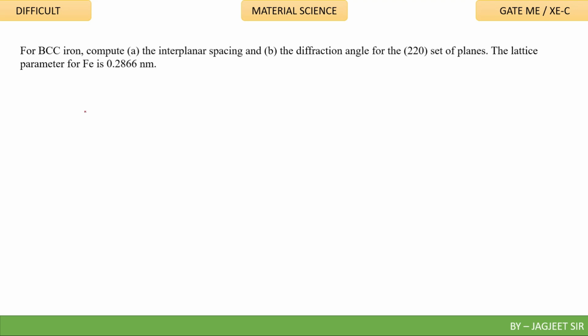Now the next question is for BCC iron. The iron is given as BCC. First of all you have to compute the interplanar spacing. Second is the diffraction angle for the 2 2 0 set of planes. The lattice parameter a is given. First of all you have to calculate the interplanar spacing, that is d_hkl.